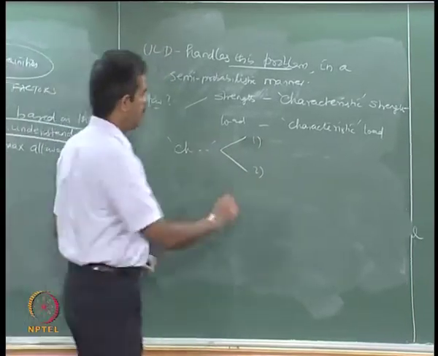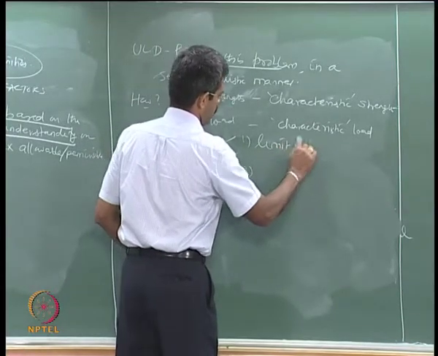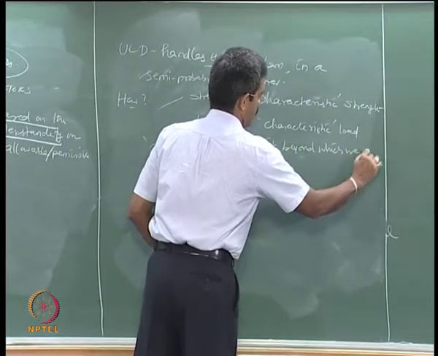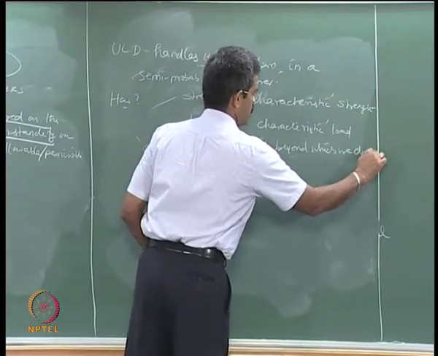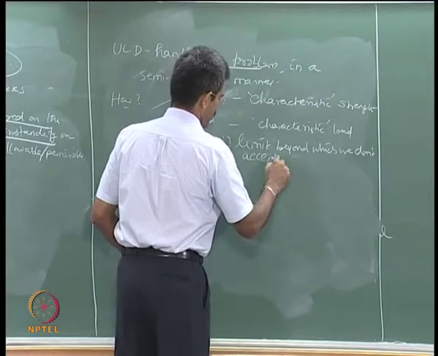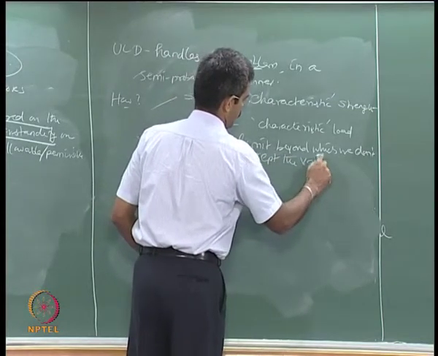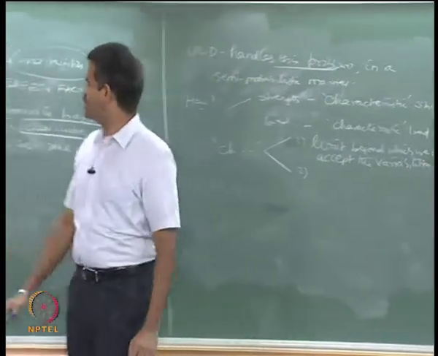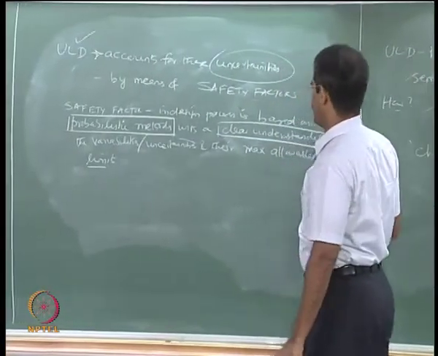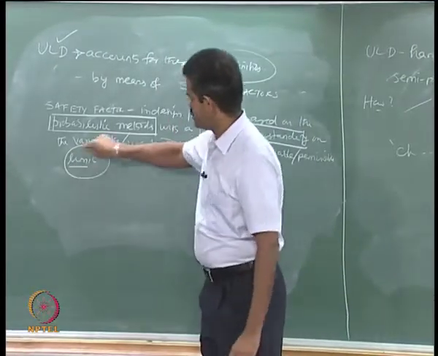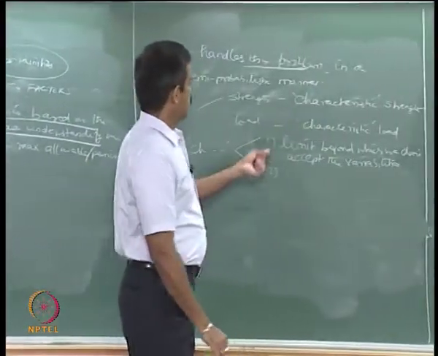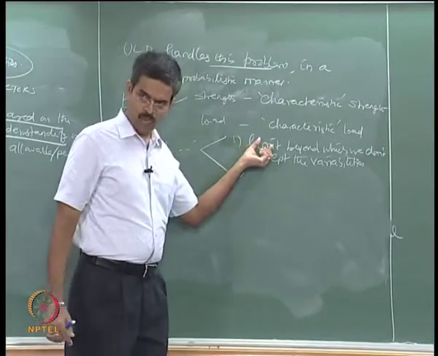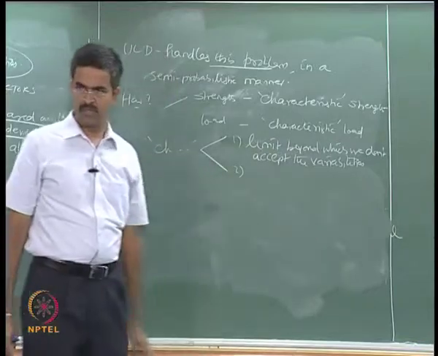One, the limit beyond which we do not accept the variability. I already said there is a limit, okay. So, the characteristic term addresses two things. One is that limit beyond which I will not accept the variabilities.